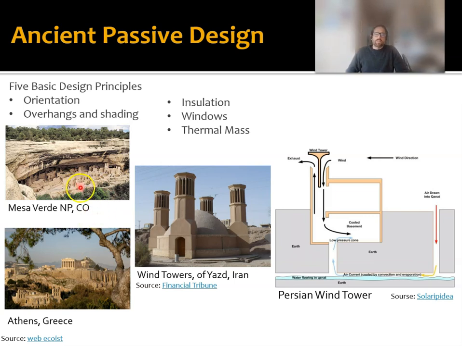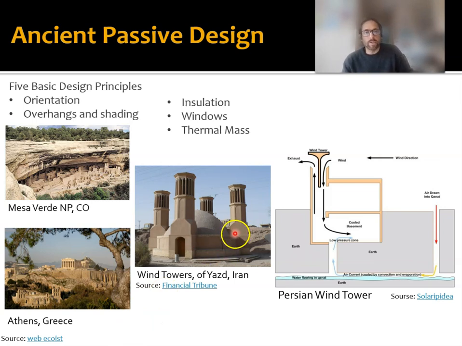And this is Mesa Verde. This is in Colorado in the United States. This is a national park. You can actually go see this and visit it. This is actually carved into the cliffside. This is a south-facing cliff, and you can see a huge overhang. Also, they're using the south-facing principle, the orientation, to capture the sun. Parts of the city of Athens, like 2,000 plus years ago, were designed so all the buildings were south facing to capture that sun.